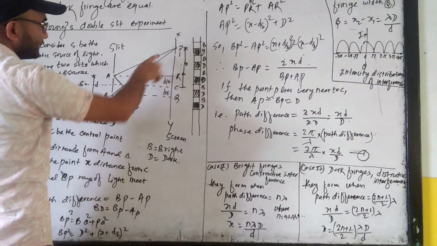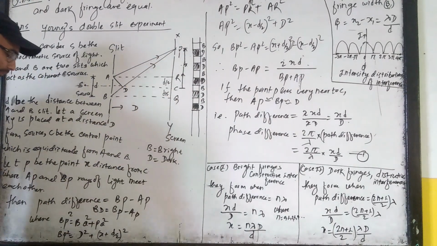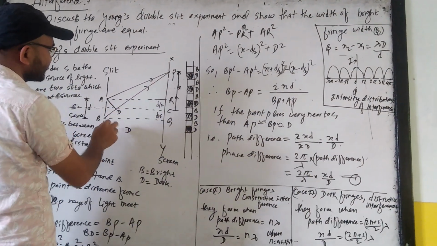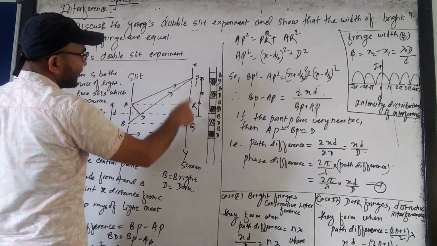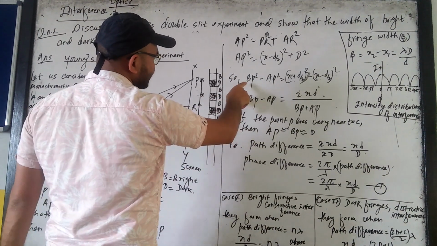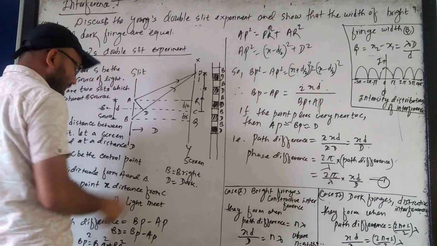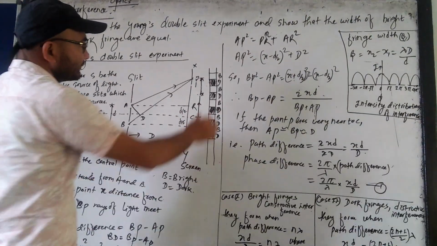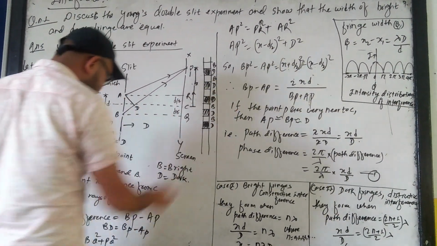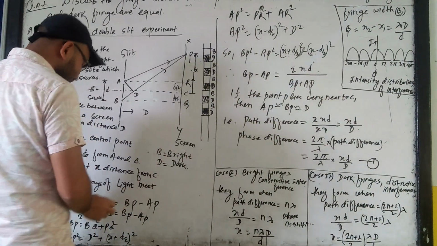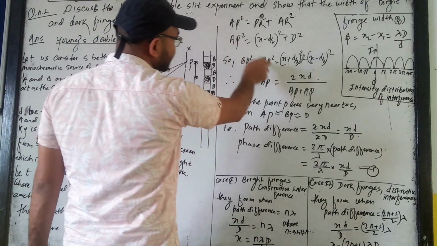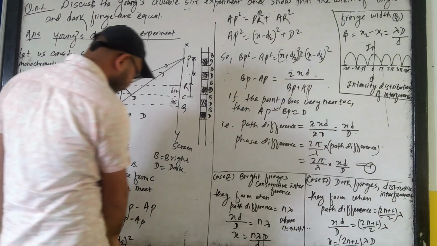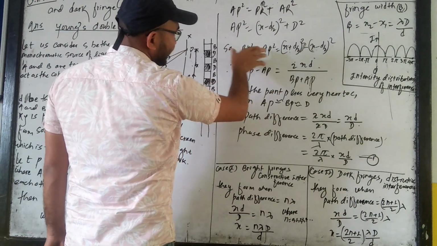When you apply this in the case of triangle BPQ, you get this expression. In the same way, you can get AP by applying Pythagoras theorem in the triangle APR. When you subtract AP from BP, you get this, because the BP square value is here and the AP square value is here. Substitute these values, and the d square terms cancel each other. Calculate the remaining part.